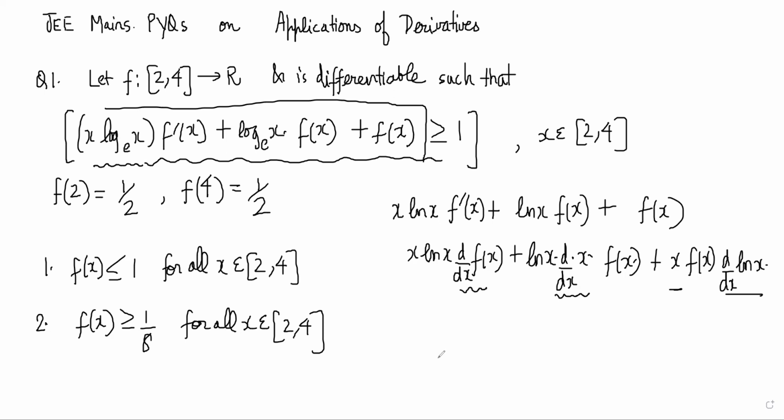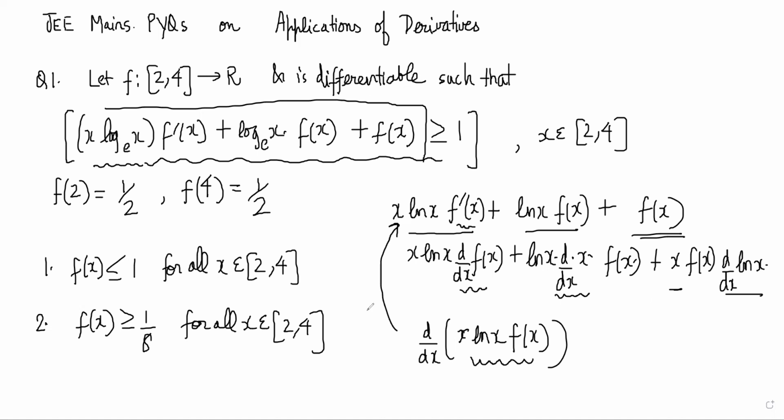Yes, sir. It's the differentiation of x ln x f(x). So basically the whole expression is the derivative of x ln x f(x), right? Yes, sir. You are taking two at a time and differentiating one of them. If you do that by product rule, you will get this only. So you are getting d/dx of x ln x f(x) is greater than or equal to 1.